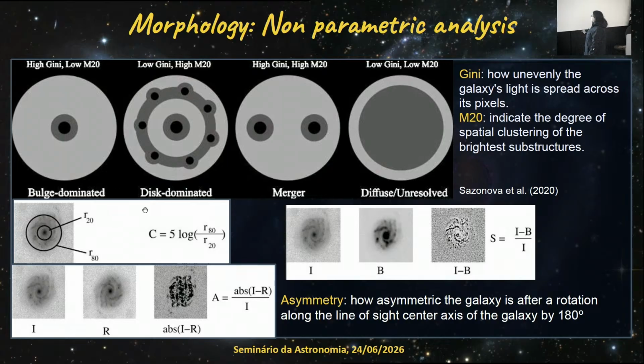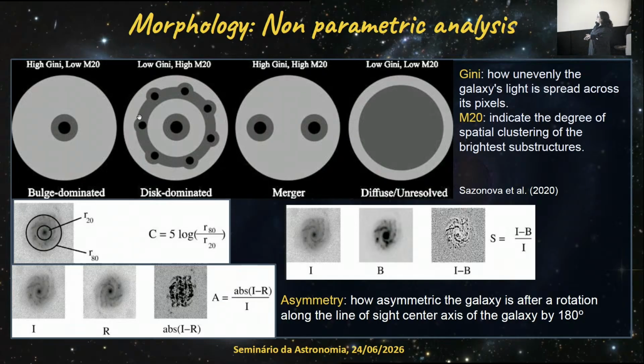And another one is Gini and M20, which are not so well known, I think. Gini actually comes from economics. I don't know if many people know, but it's used a lot in economics to tell you how uneven, for example, a population is, of people, how less money people have, basically. It's very used in economics. But the idea is the same. It tells you how uneven a galaxy's light is. M20 tells a little bit more about the clumpiness because it tells more about the brightest. The 20 comes from the 20% brightest substructures in a galaxy.